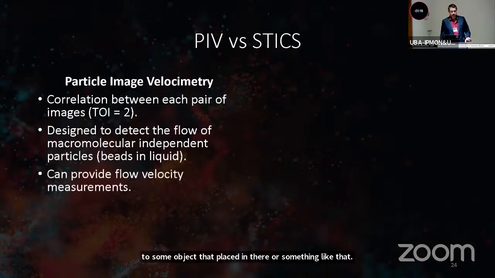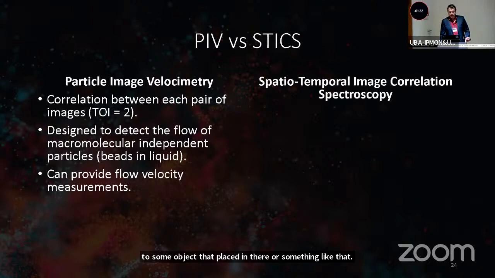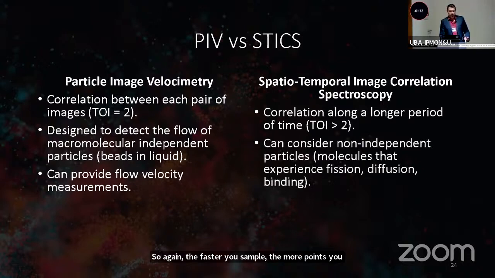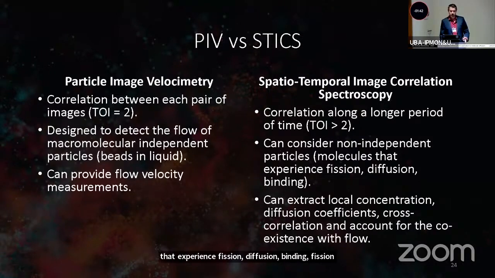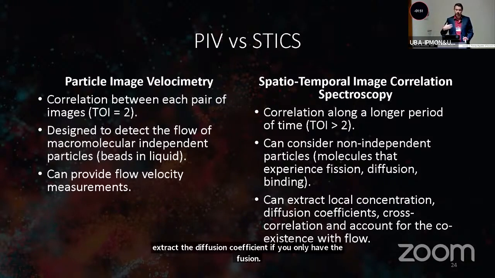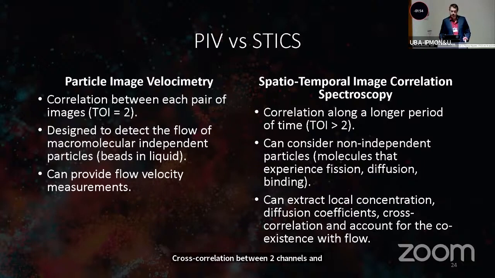It can provide flow velocity measurements, but in comparison, STICS can use correlations over a longer period of time. So again, the faster you sample, the more points you will have, and the better you will be able to do it. It can consider non-independent particles, so molecules that experience fission, diffusion, binding, fission being here used in a very broad sense. And it can extract local concentration because we have the amplitude of the correlation function. It can extract the diffusion coefficient if you only have diffusion, cross-correlation between two channels, and also account for the coexistence of this with flow.